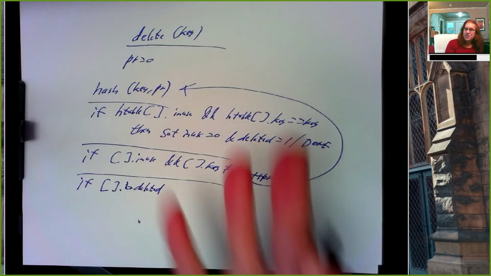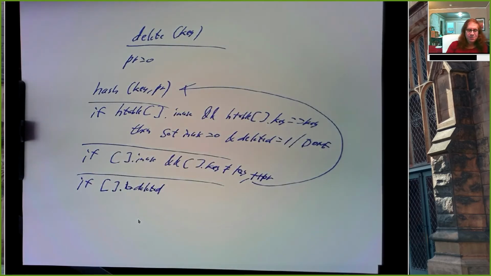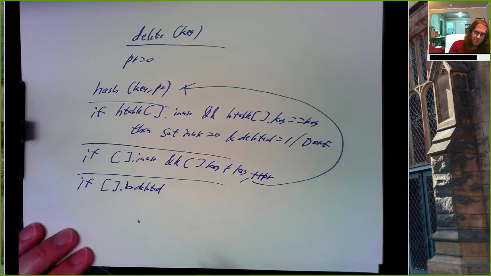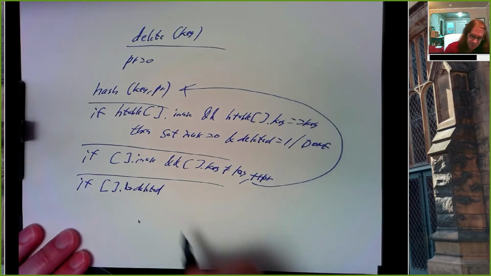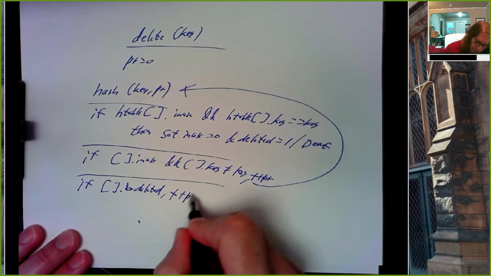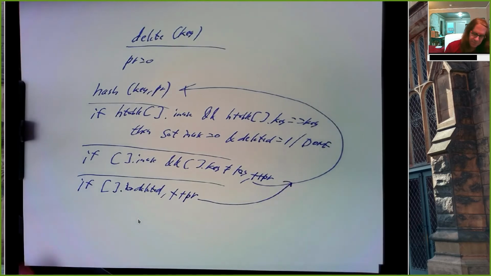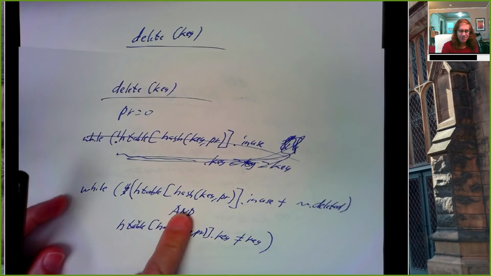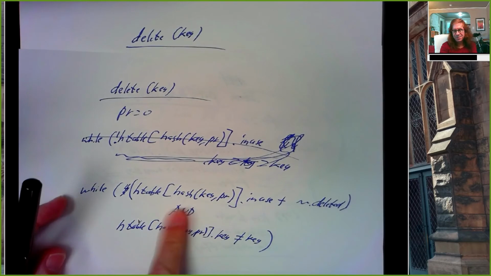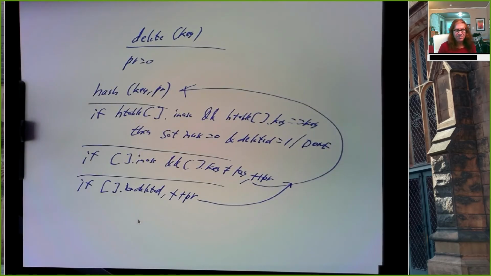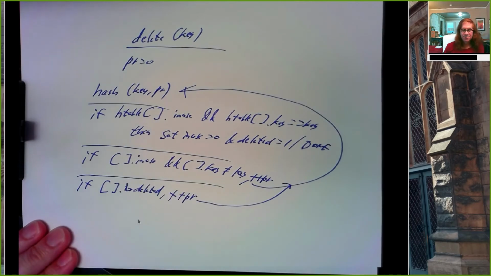If we get down here, the node is marked as not in use. If it's not in use, but it's marked as deleted, increment the probe, go back and try again. So I'm skipping all of the "check the hash table at the entry index given by the hash function" business. That's what these brackets are.